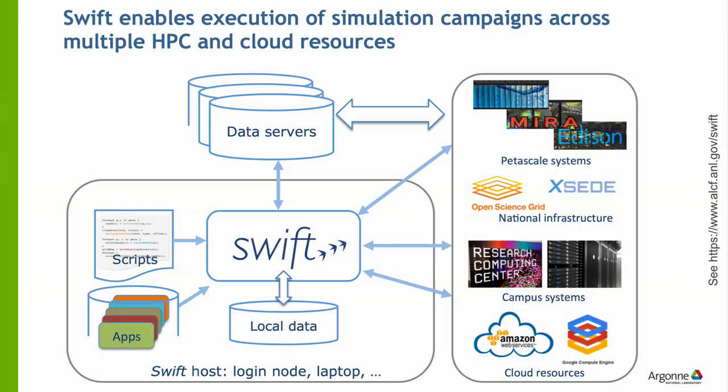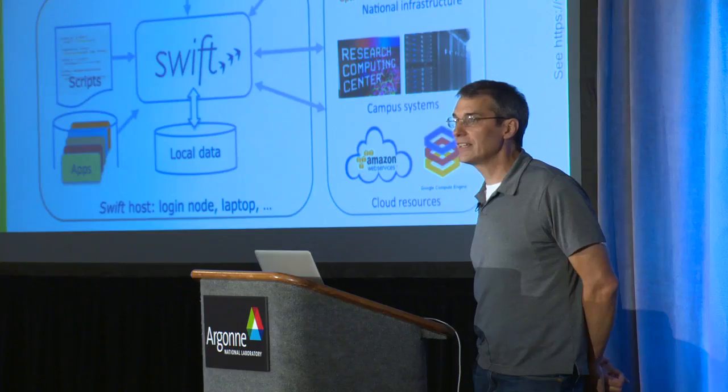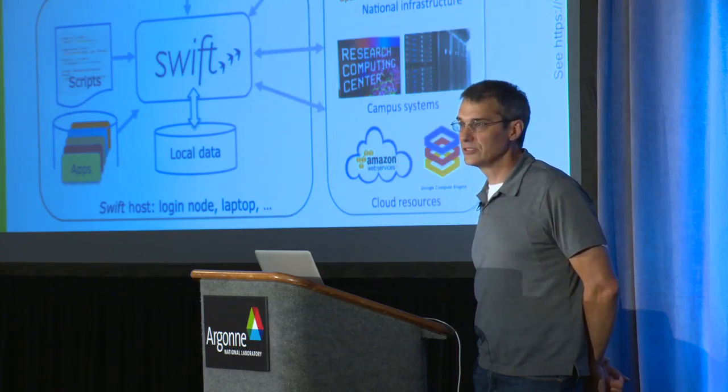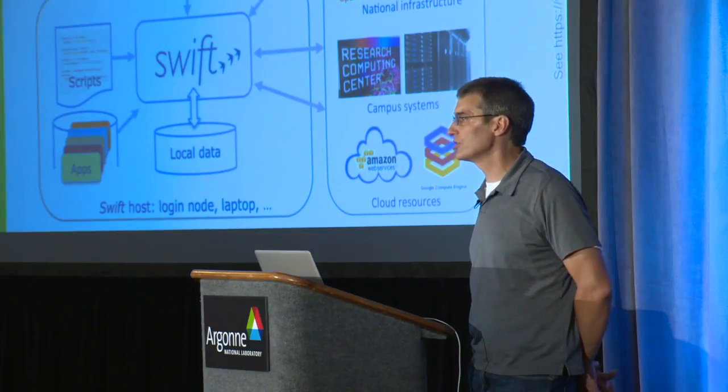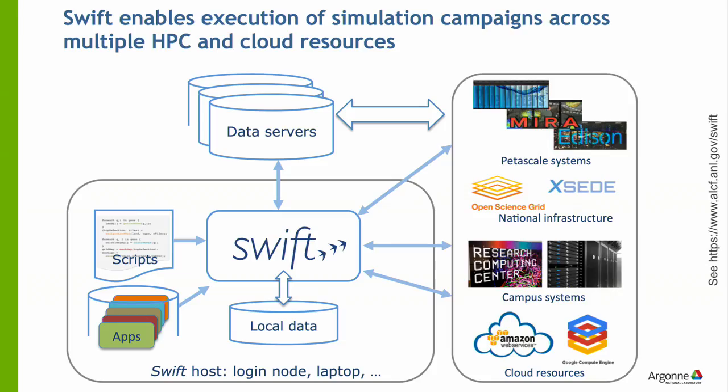So in the case of Swift, it consists of two parts. One is a C-like language for expressing your workflow, and the second one is an execution engine that can take that workflow and then submit the related jobs on the compute resources that you've configured it to run on.